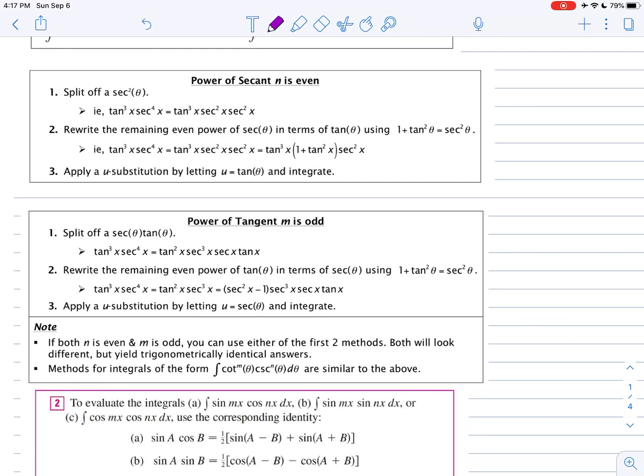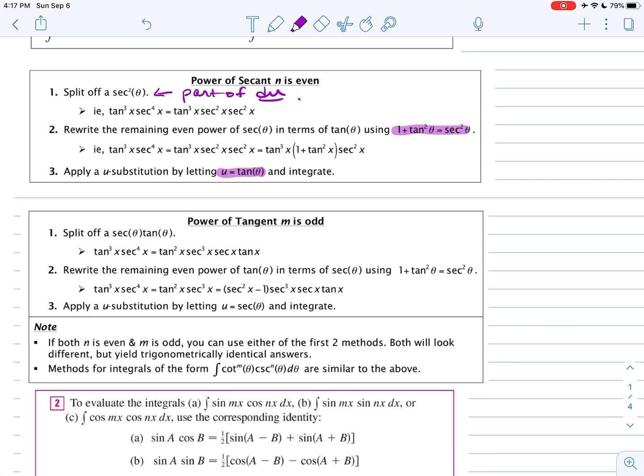But keep in mind, whatever you split off from your powers becomes part of the du. So again, if your powers of secant are even, we're going to split off secant squared. This becomes part of the du, which kind of gives you your motivation. What function has derivative equal to secant squared? Tangent does. And notice in this process that we're going to let u equal tangent theta.